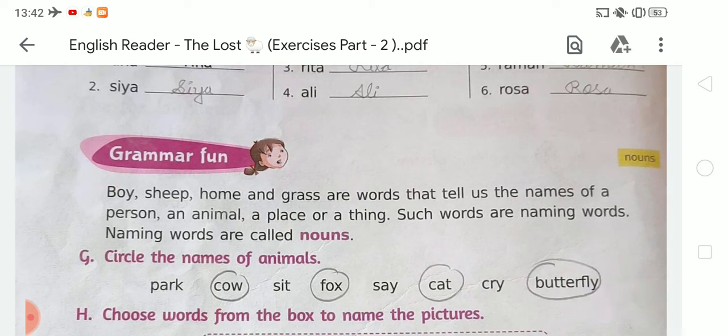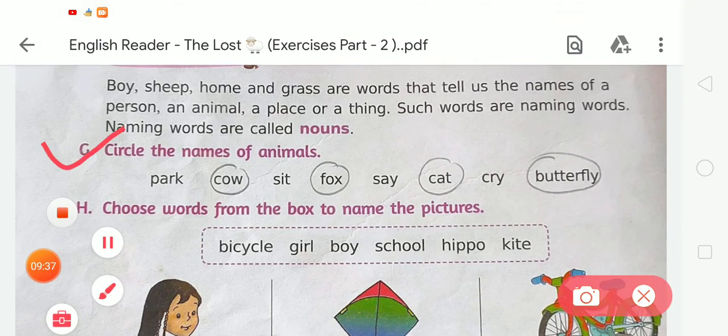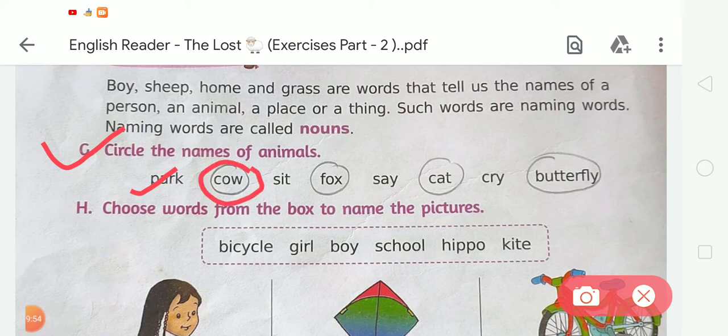So dear student, in exercise G, circle the names of animals. Student, we have to circle only the names of animals. So first is park. So tell me, is park the name of an animal? No, it is not. Next is cow. So yes, it is the name of an animal. Next is seat. So no, it's not. Second is fox. So yes, it is the name of an animal. So we have to circle it. After that, no, it's not. After that cat, yes, it is. So we have to circle it.